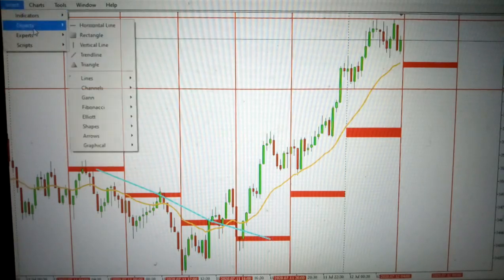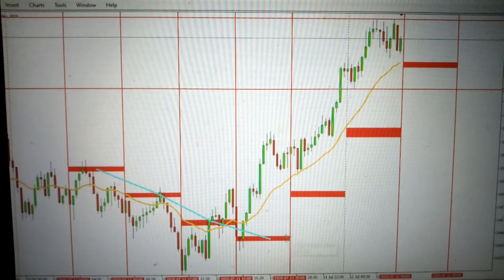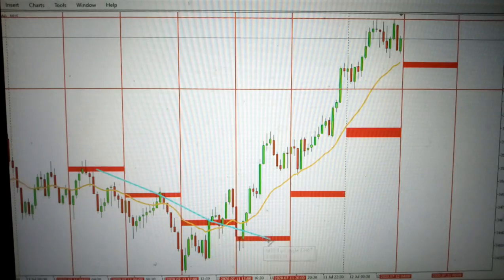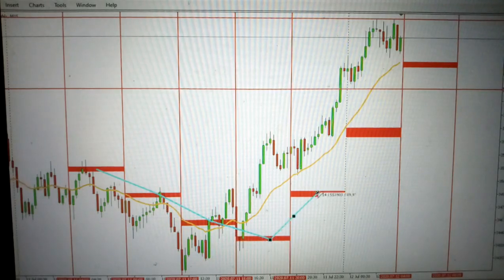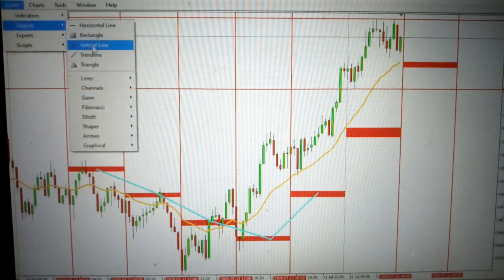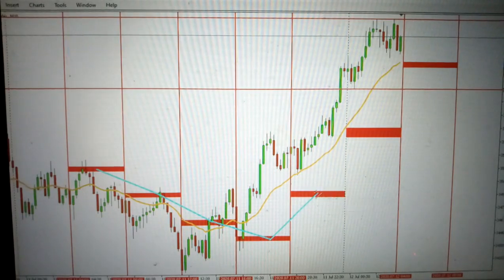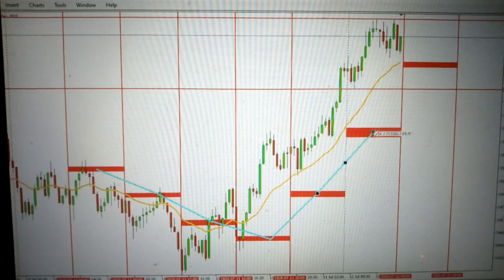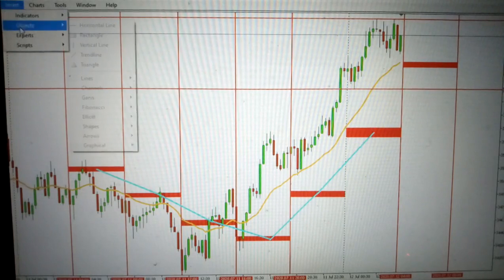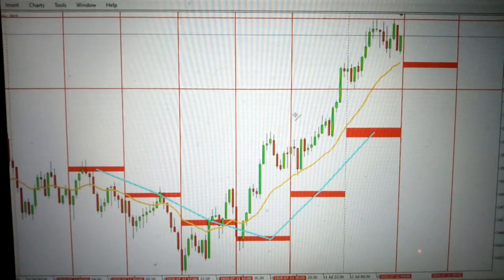The next one is to connect. Now we have resistance, and we have our support. Support started here. Connect support with the trend line.